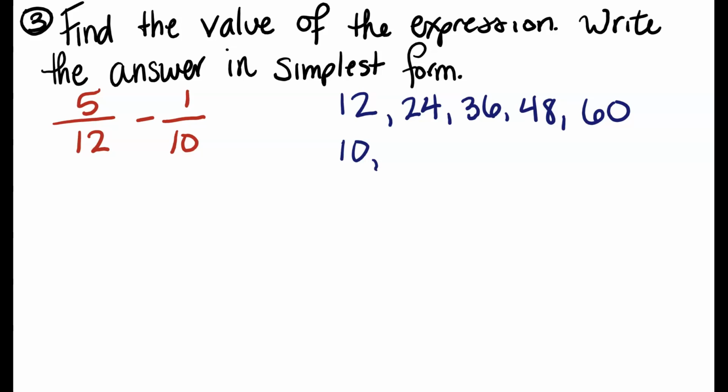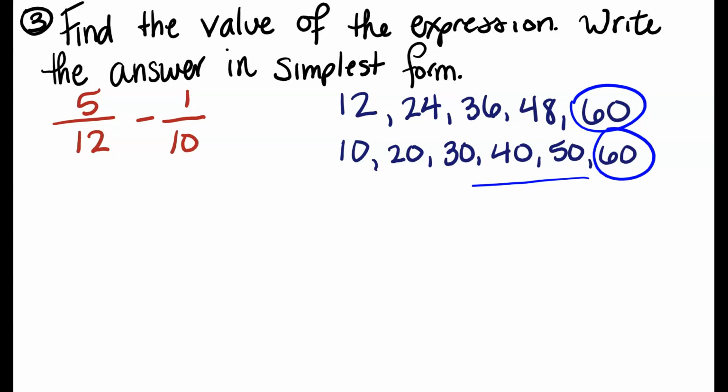10 times 1 is 10, times 2 is 20, times 3 is 30, times 4 is 40, times 5 is 50. And I look, do I have anything in common? Not yet, so I need to continue. I'm going to continue with 10 to see if I can somehow get 60. And oh, look, I can. Currently, I have 60, 60, and there's nothing less on either side. So our least common multiple is 60.